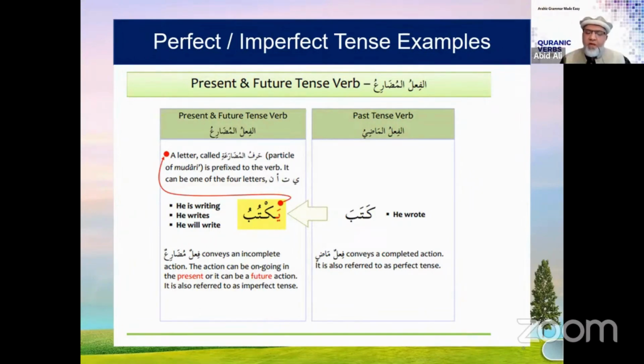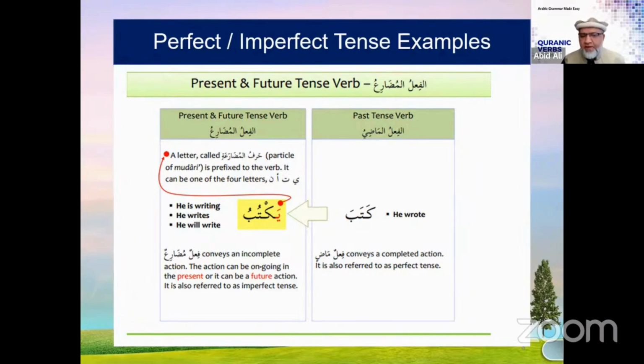But when we come with fi'l al-mudari, we have three possibilities. Either he writes, which is going to happen in the present, or he is still writing. It's an ongoing action, which is still happening in the present. Or he will write sometime in the future. Could be near future, could be far future, but you will be giving me three different answers for yaktubu. You will be saying he's writing, he writes, he will write. Is that clear?